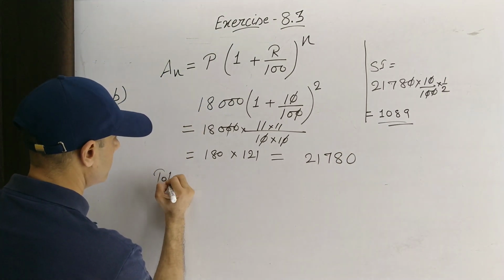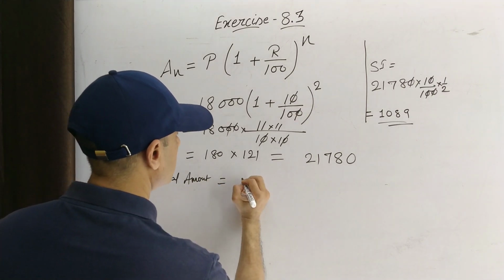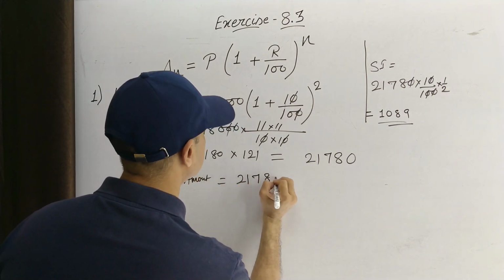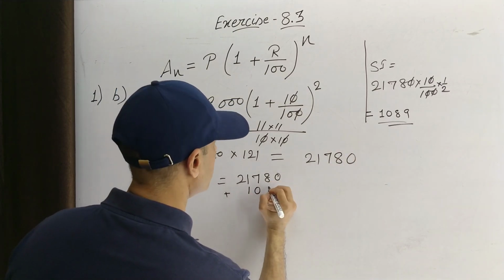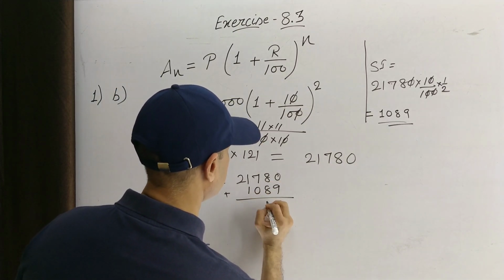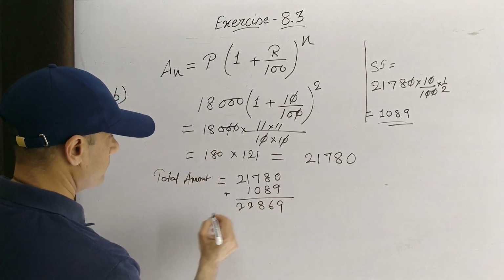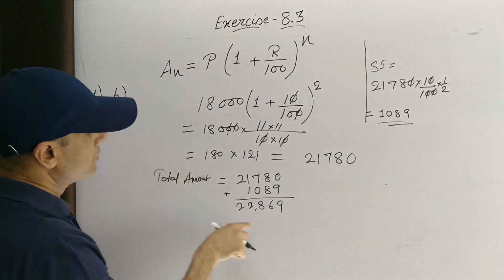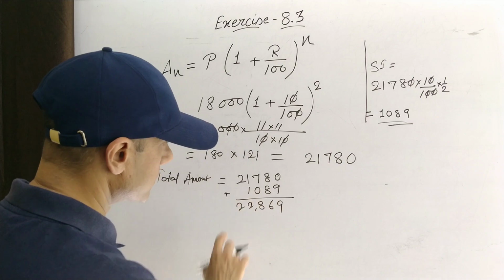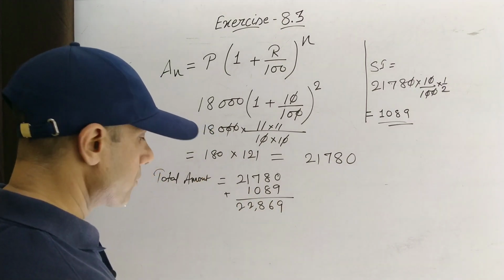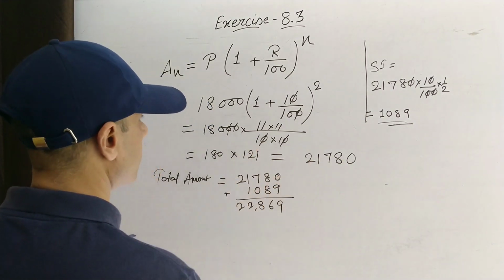Total amount is equal to 21780 plus this interest 1089. So we get it as 22869. So this amount after 2.5 years will be 22,869 rupees, and for the total interest, we have to find the interest component out of it first.